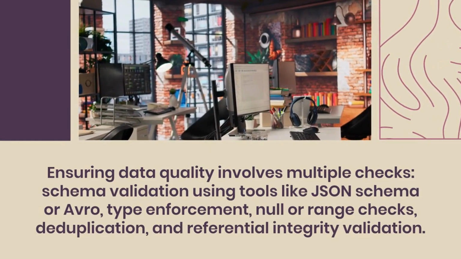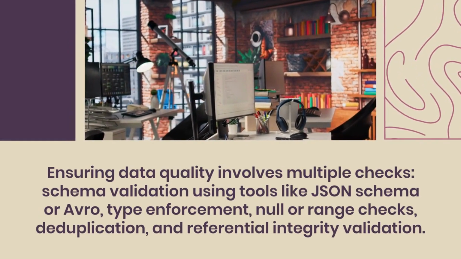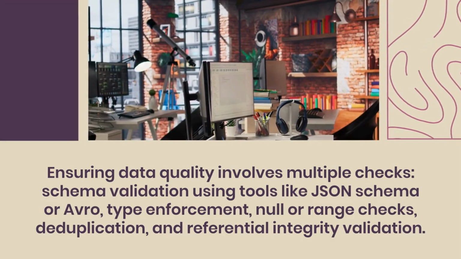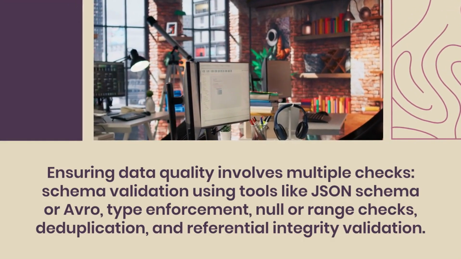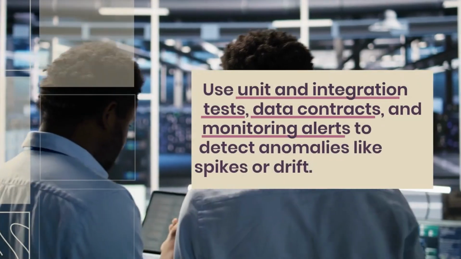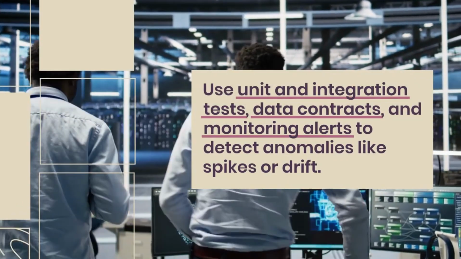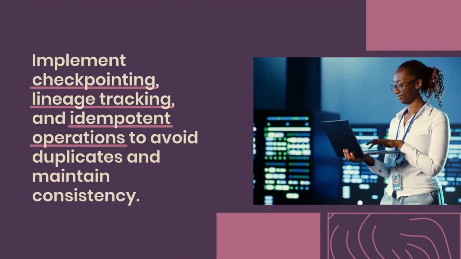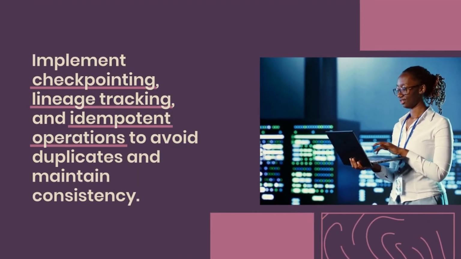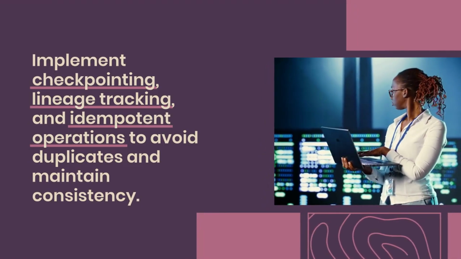Ensuring data quality involves multiple checks. Schema validation using tools like JSON schema or Avro, type enforcement, null or range checks, deduplication, and referential integrity validation. Use unit and integration tests, data contracts, and monitoring alerts to detect anomalies like spikes or drift. Implement checkpointing, lineage tracking, and idempotent operations to avoid duplicates and maintain consistency.